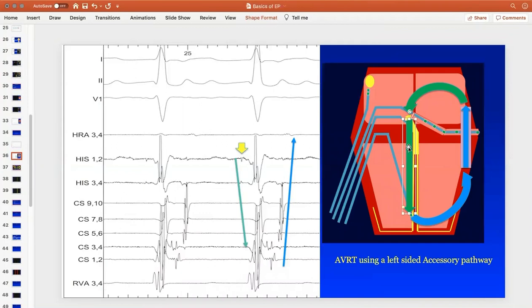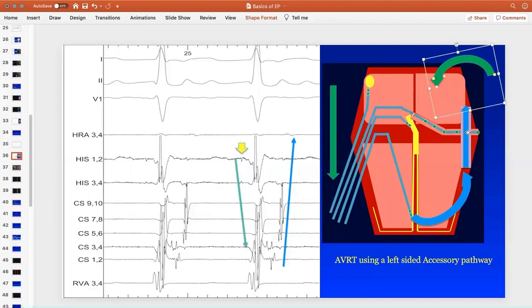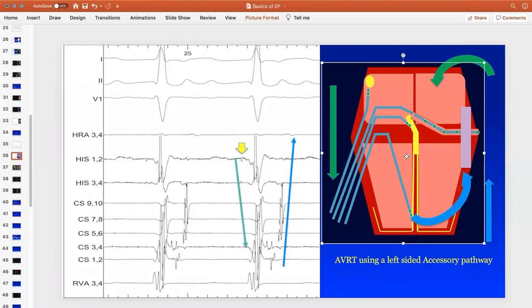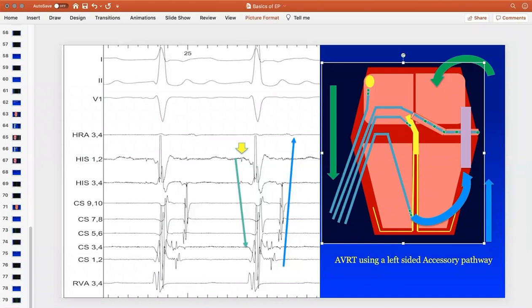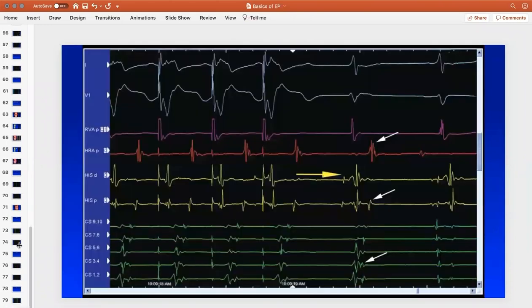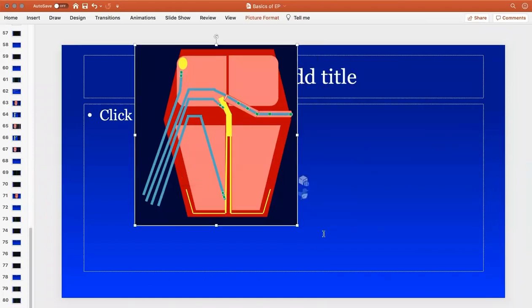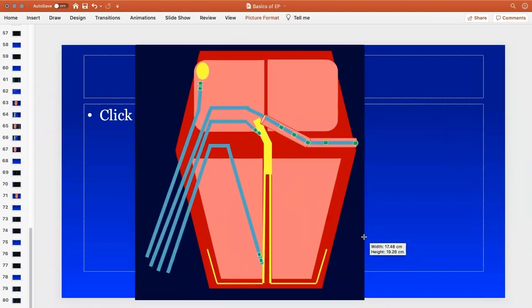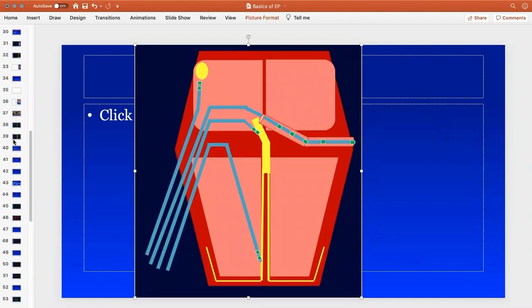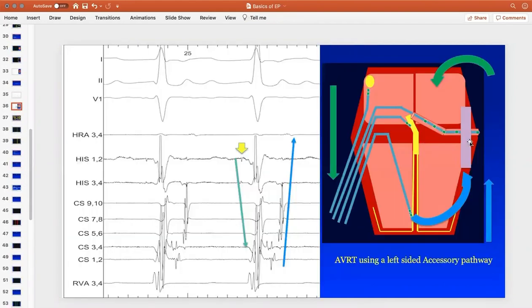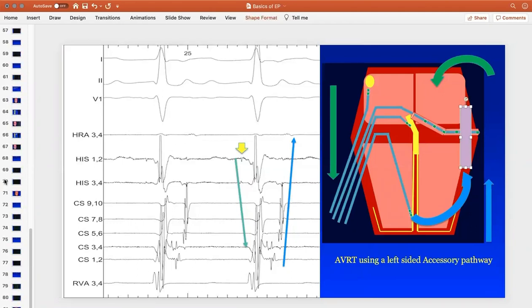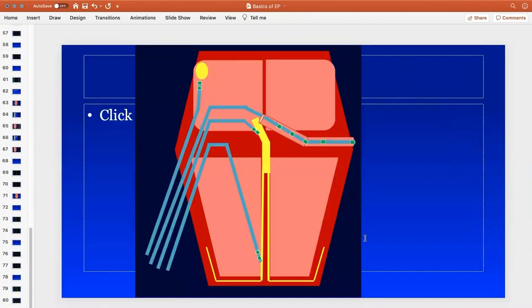Okay, good. So what is happening is, I think this is a better representation of what we have in that case. It didn't have the pathway. Where is it? Okay, good. So this is more or less our case.